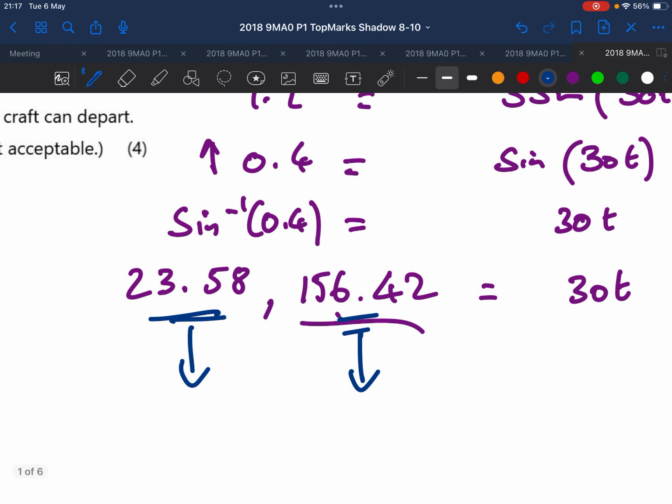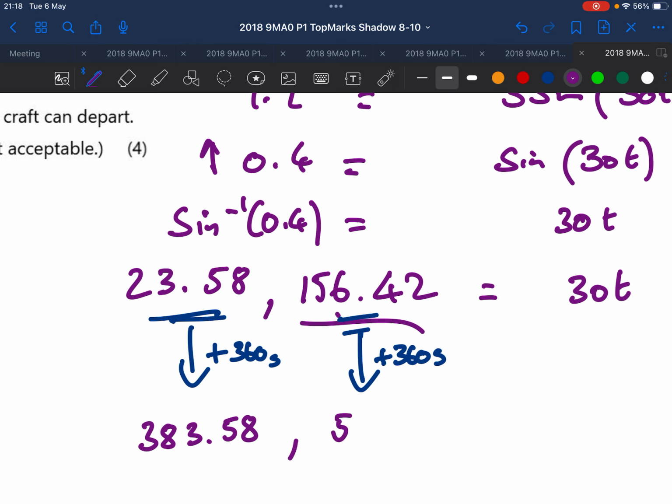I think what we want to do here is add on 360s, because remember, when you've got a pair of values for sine or cos, you always add 360s on. So I think we want to add on 360 to both of these, and then have a little bit of a think about it from there. So 23.58 plus 360 gives me 383.58. Let's just do the other one while we're here as well. So 156.42 plus 360 gives me 516.42.